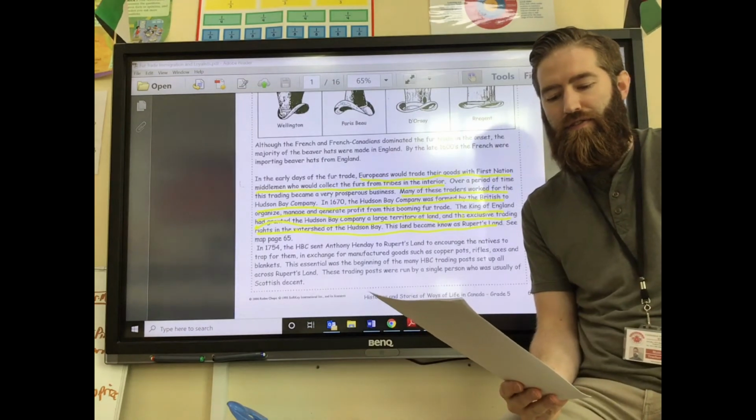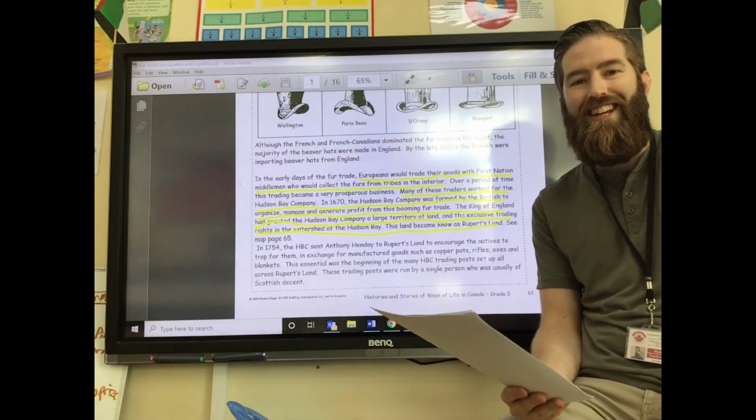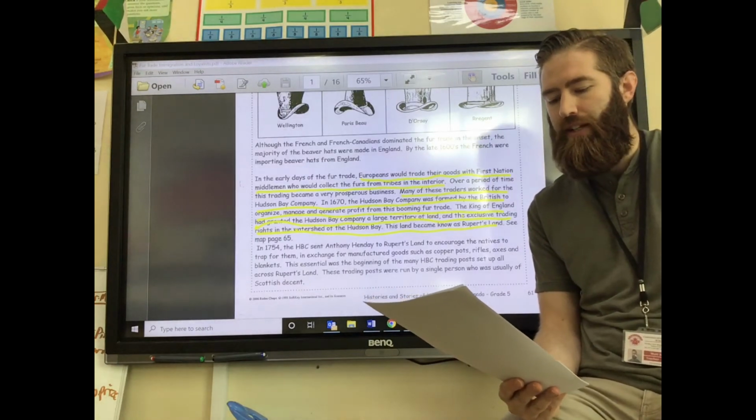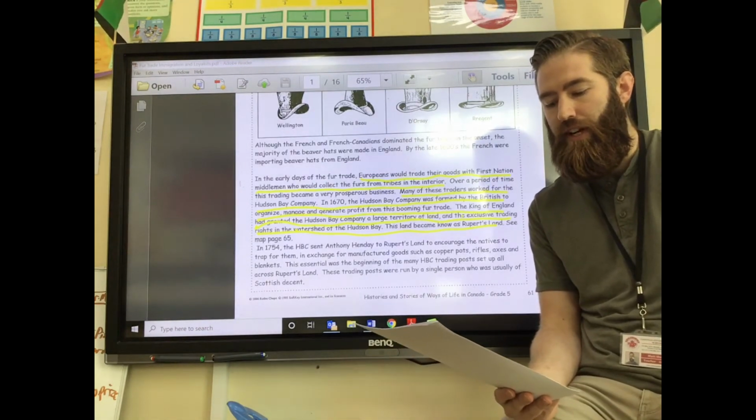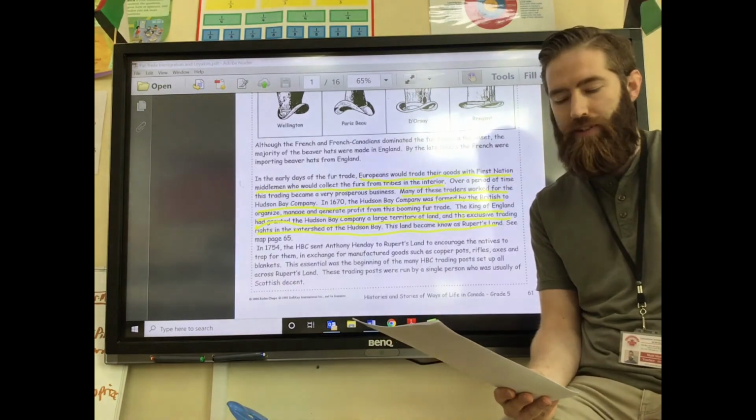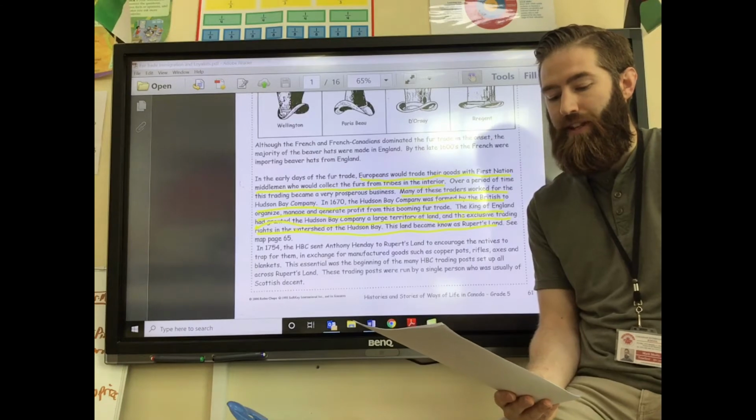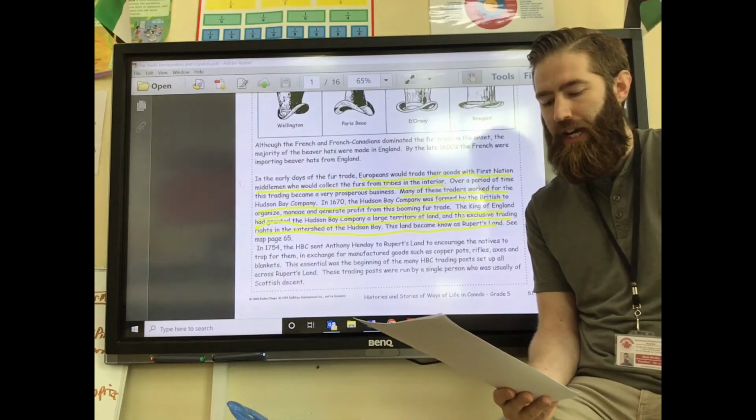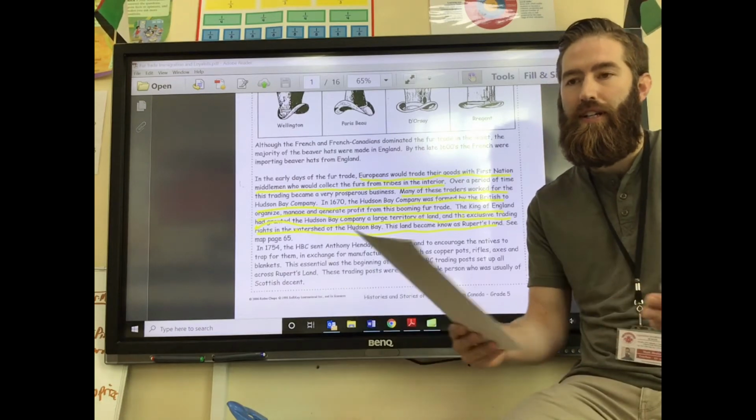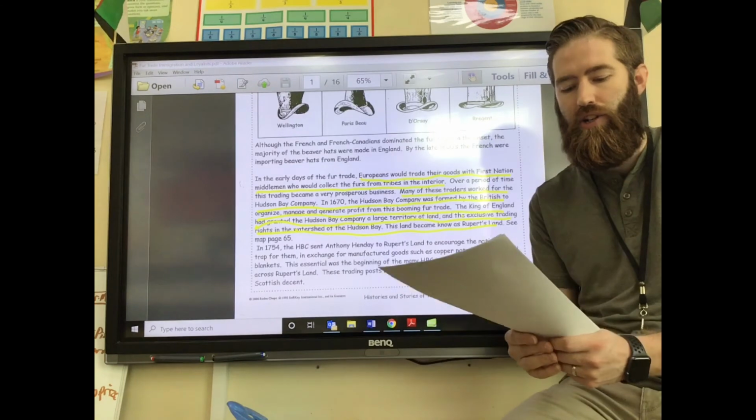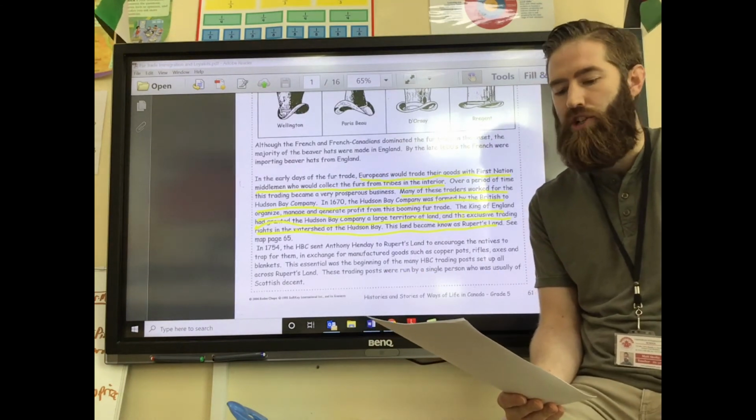In 1754, the Hudson's Bay Company, the HBC, sent Anthony Henday to Rupert's Land to encourage the natives to trap for them in exchange for manufactured goods such as copper pots, rifles, axes, and blankets. This was essentially the beginning of the many HBC trading posts set up all over Rupert's Land. A trading post is where all the trading would happen in one centralized location. These trading posts were run by a single person who was usually of Scottish descent.